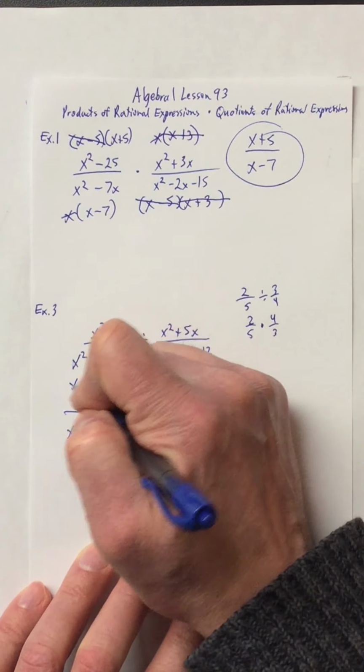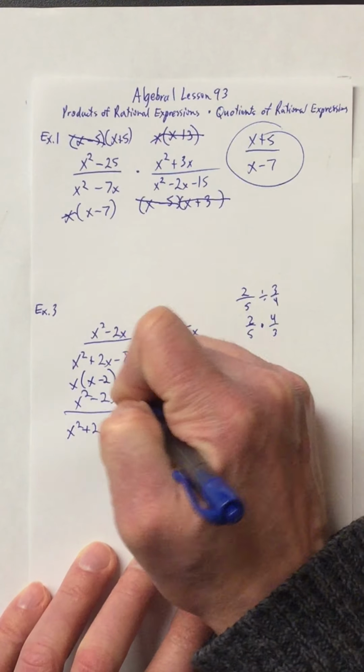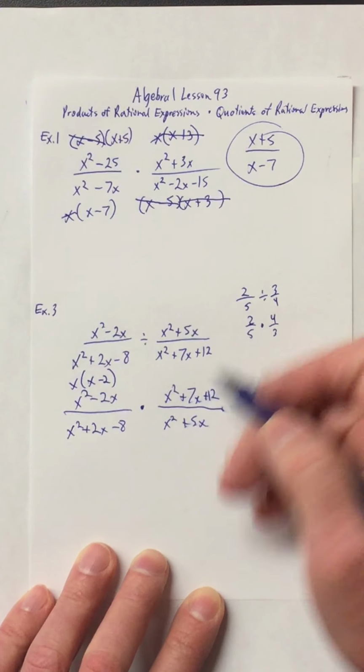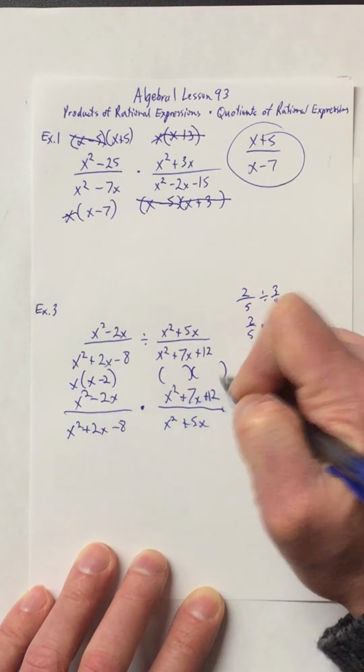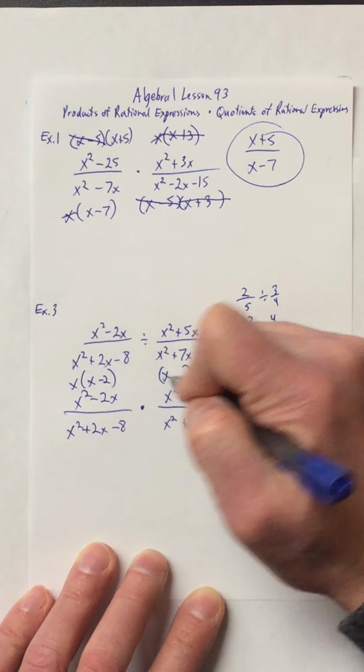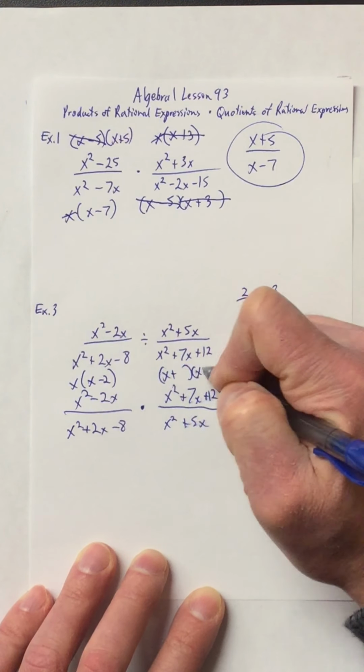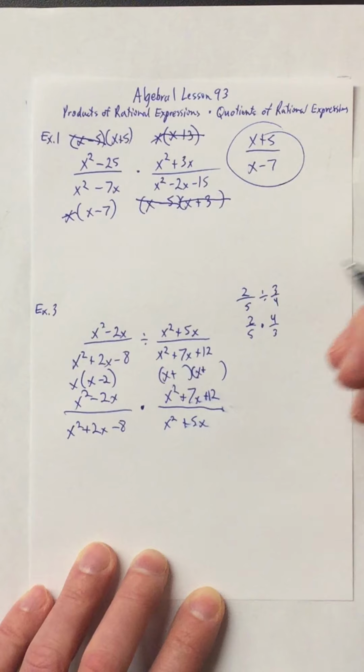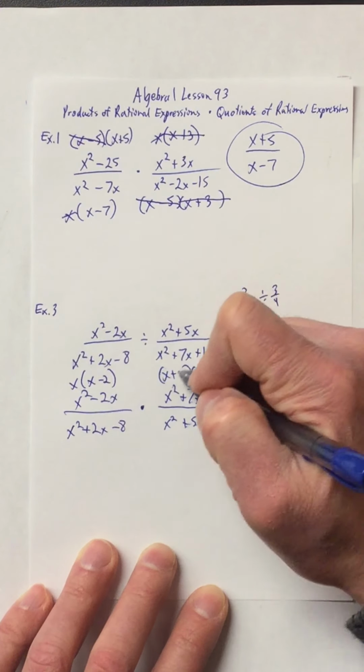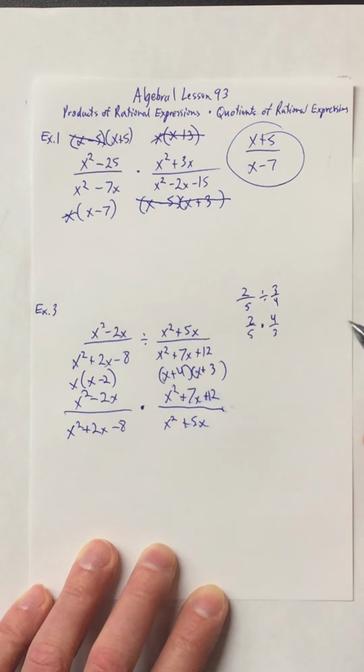This top one here, we can take an x out. We're left with x minus 2. On this one on top, we're going to factor that into two binomials. We get x and x, two pluses because this is a plus and that's a plus, and then two numbers that look like 4 and 3.